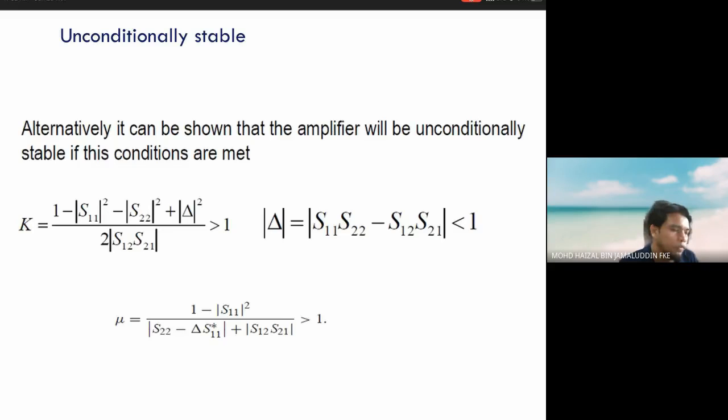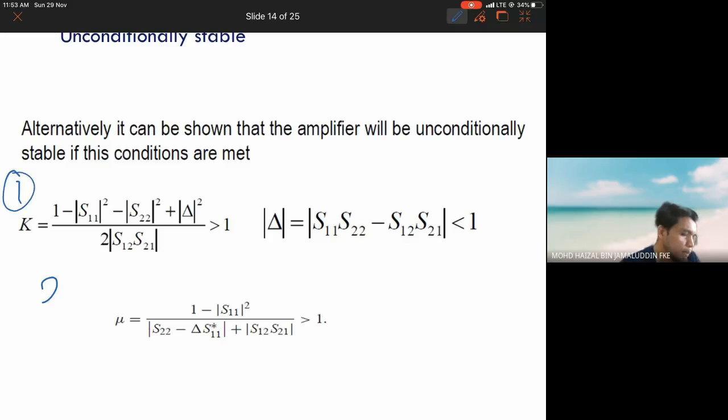The second method of calculation is to use the mu value. For mu, you need to determine the S11, conjugate S11, based on the S parameters only. And if mu is more than 1, it will be unconditionally stable. So you need to make sure what is unconditionally stable and what is conditionally stable.